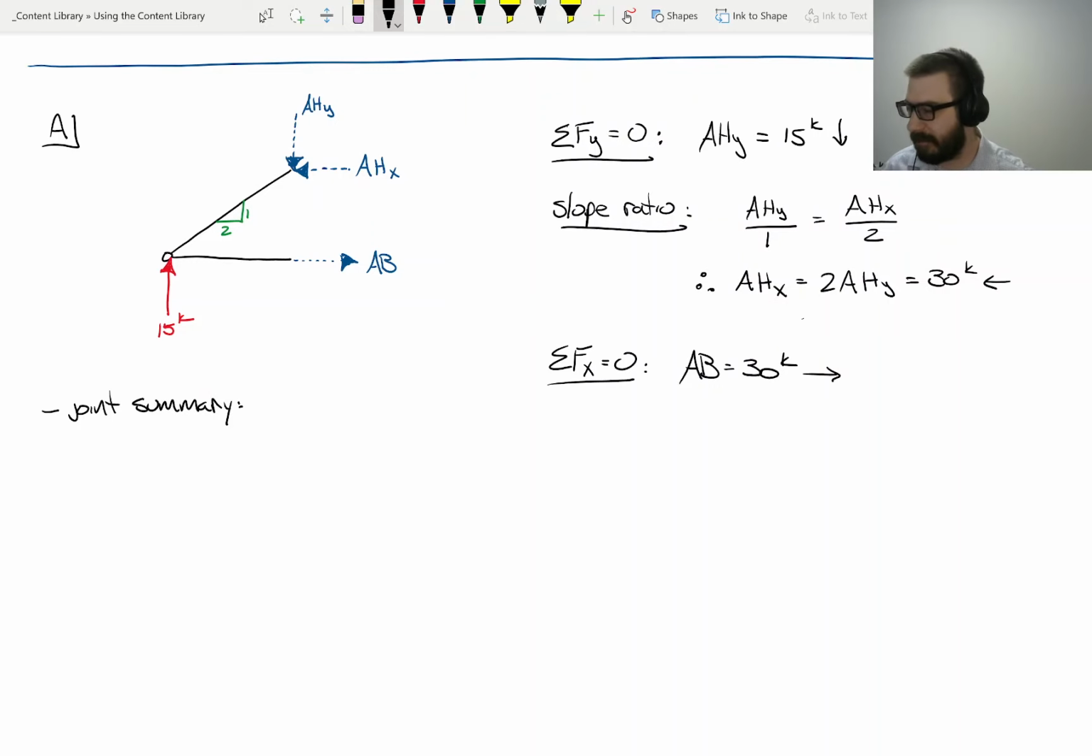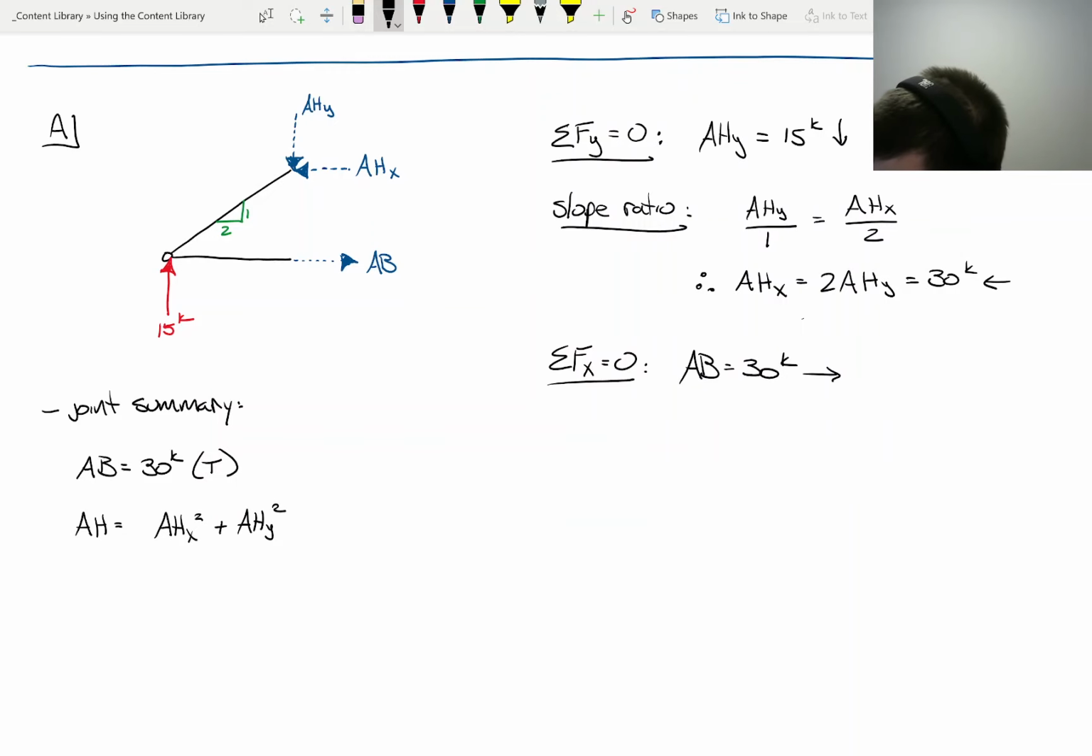And what do I mean by that? For AB, what I'm really interested in is a magnitude and a quote-unquote direction. What I mean by that for the member is I want to know whether or not that member is experiencing tension or compression. AB is a force that is facing away from the joint, so this is in tension. And for AH, we're going to do the same thing, but we're going to apply the Pythagorean theorem. So we have AHX squared plus AHY squared.